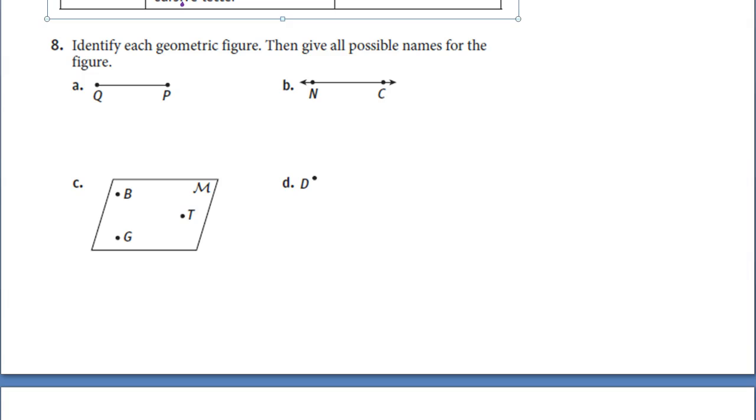Question 8, identify each geometric figure and give all possible names for the figure. So question A, this is called a segment.